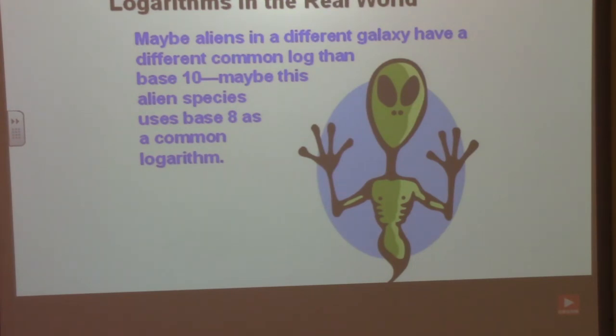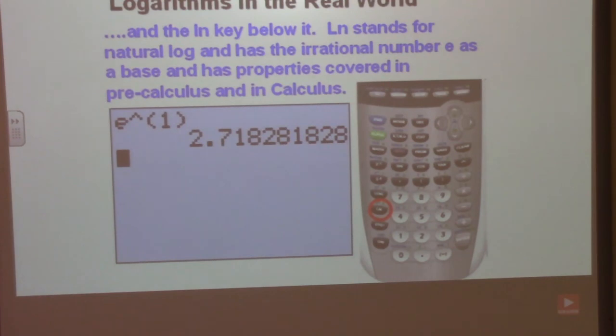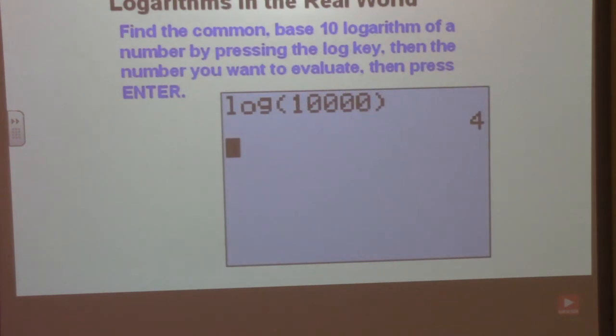On our graphing calculator, this TI-84 Plus Silver Edition, whose keypad is pictured here, there are 2 keys that represent logarithms, the common log or log key and the ln key below it. ln stands for natural log and has the irrational number e as a base and has properties covered in precalculus and in calculus. Find the common base 10 logarithm of a number by pressing the log key, then the number you want to evaluate, then press enter.